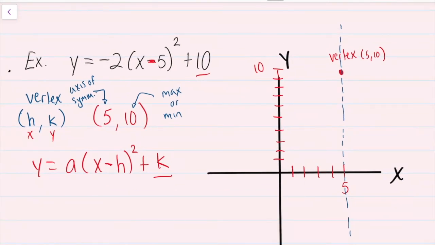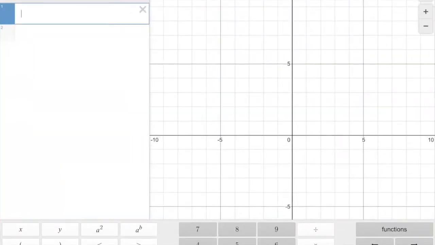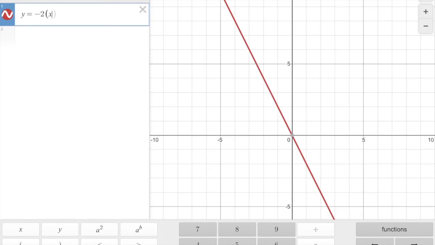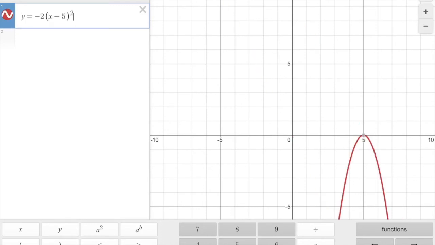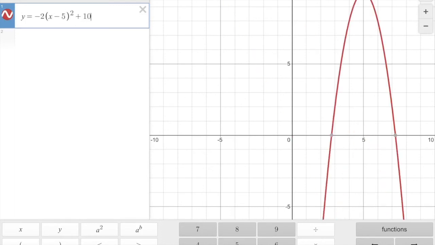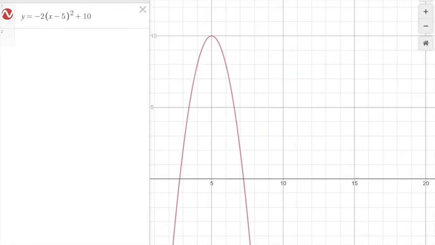So let's go to Desmos right now, guys. This is a great website for you guys to use. It's for free. You can even download the application to your phone or tablet. So let's go ahead and graph this. We said it was y equals -2(x minus 5) to the power of 2 plus 10. And let's analyze what we were saying.